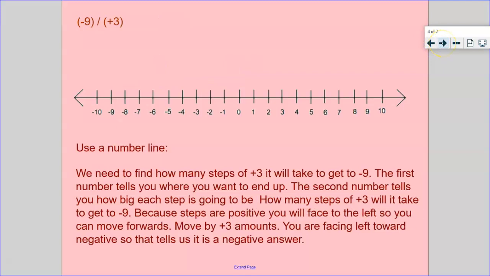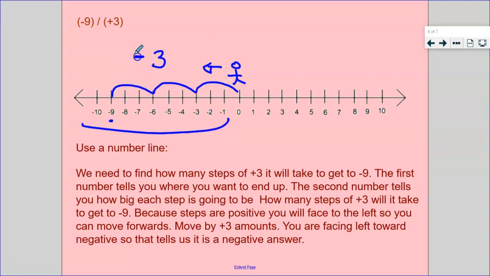Next question. Now we have a negative and a positive. So same instructions, we want to end up here. We're starting here. Okay, we want to know how many steps of positive 3 it will take to get to negative 9, and because the steps are positive, we're going to face to the left because we're moving forward. And here we go, 3, 6, 9, again, 3 steps. Now, because we're facing to the left, to the negative area of the number line, our answer will be negative. Okay, so that just proves the theory.